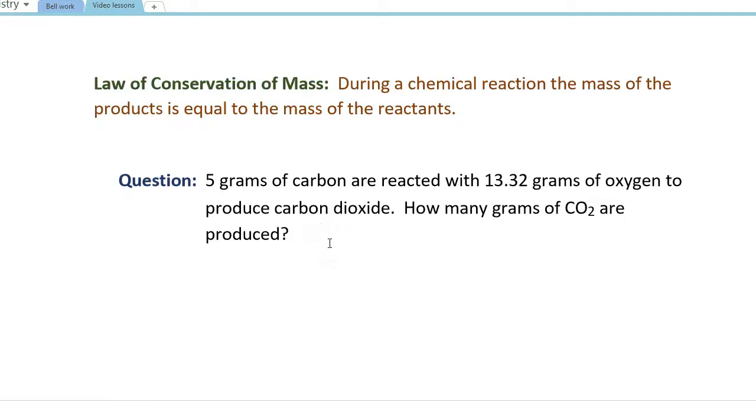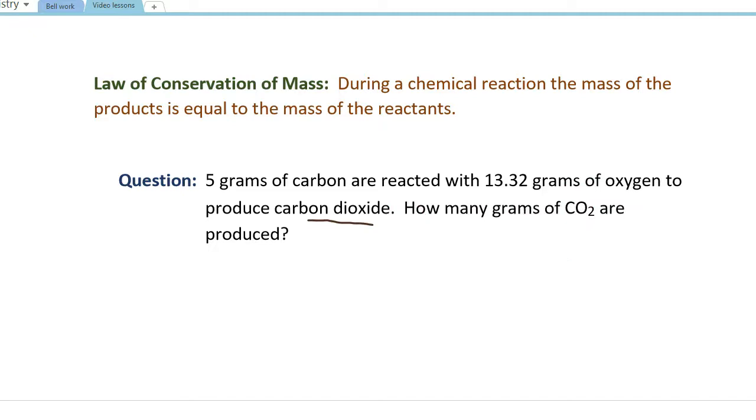The final concept discussed in this lesson is the law of conservation of mass. During a chemical reaction, the mass of the products is equal to the mass of the reactants. Let's make sense of that law by looking at this question. 5 grams of carbon are reacted with 13.32 grams of oxygen to produce a product called carbon dioxide. How many grams of that product, carbon dioxide, are produced?